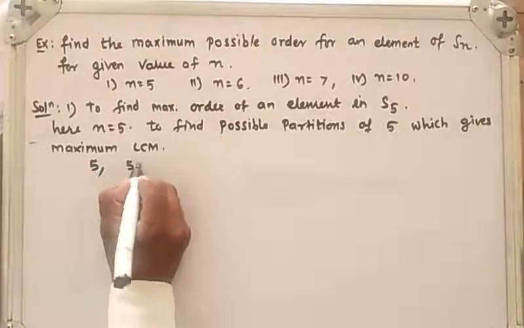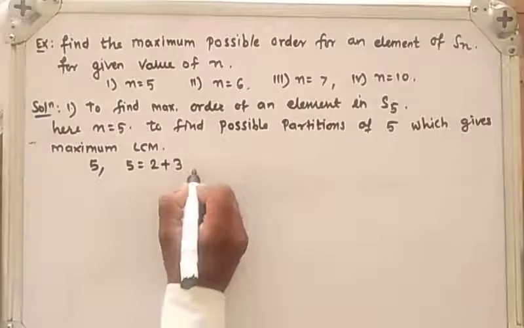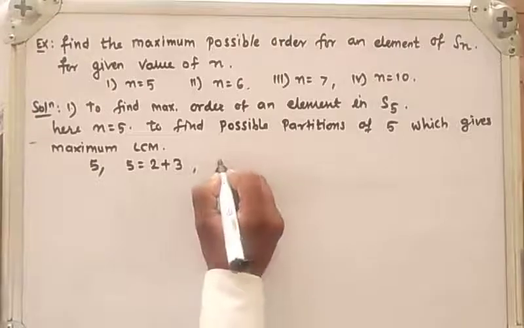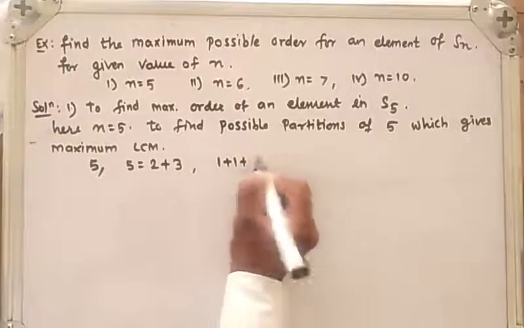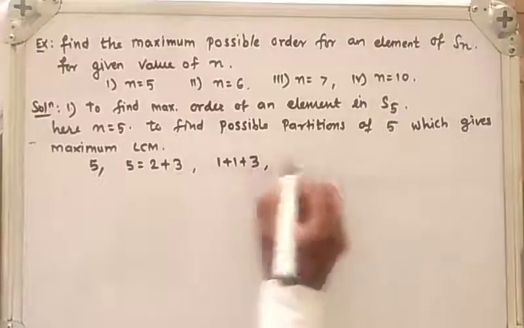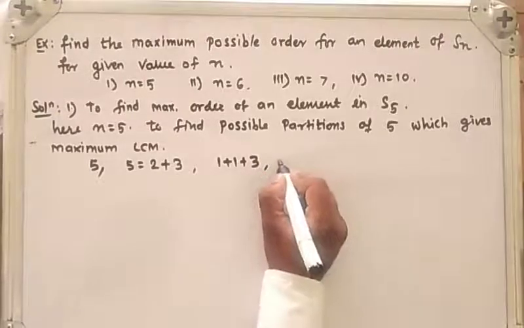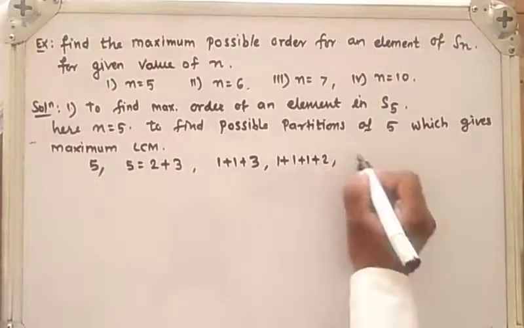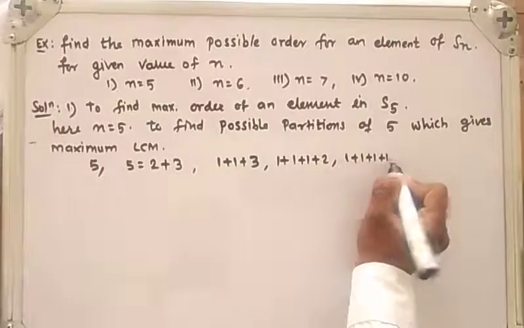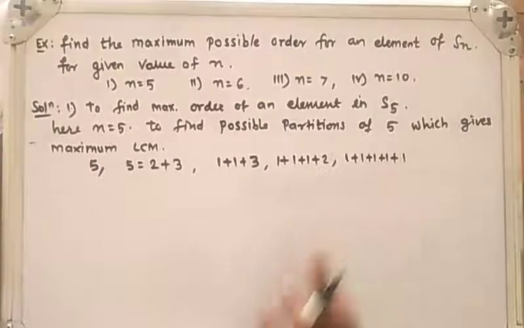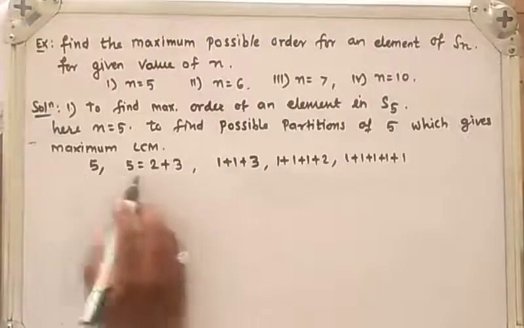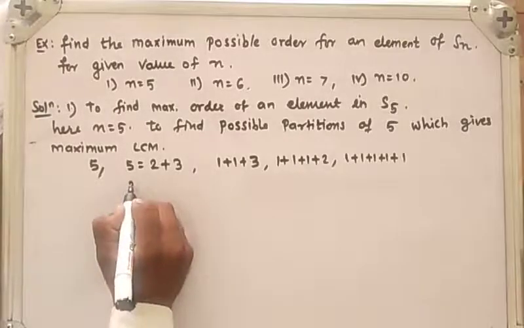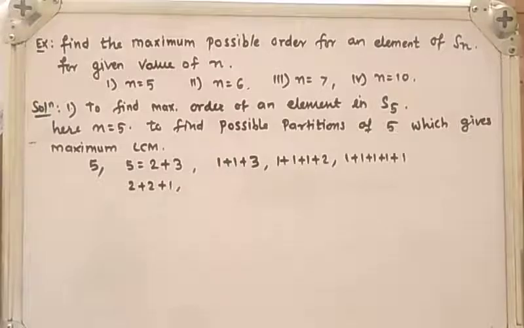Now 5 can be written as 2 plus 3. Next I will write it as 1 plus 1 plus 3. Next partition I will write as 1 plus 2. Next I will write 1 plus 1 plus 1 plus 1 plus 1. So this is again a partition. Next I will write 2 plus 1 as another partition.